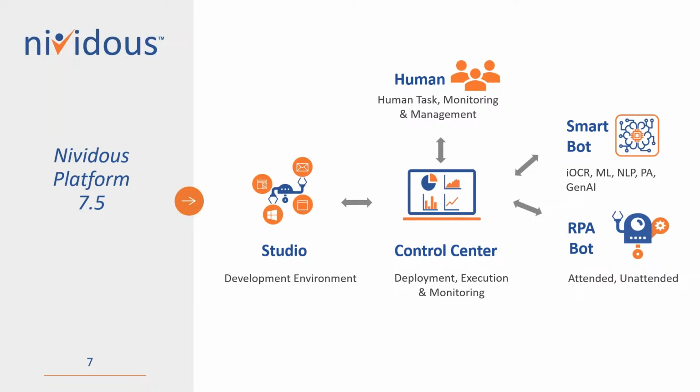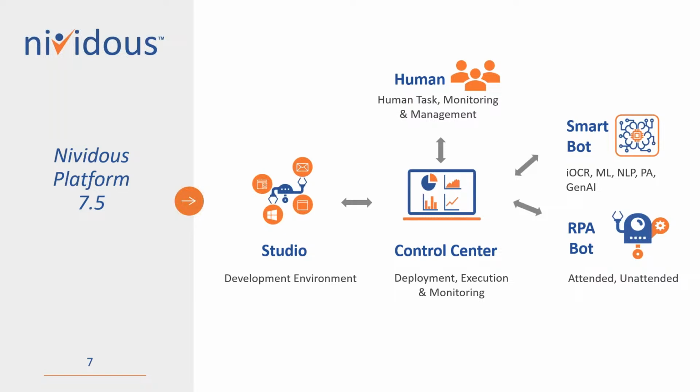So the studio is the component that lets you build things. Sometimes our customers build them themselves, or sometimes they have us build them for them, or work with one of our partners. Then there's a control center interface, which is where all the human interactions happen. That's also where all the bots are controlled. That's where all your data, reporting, dashboards, all of that lives.